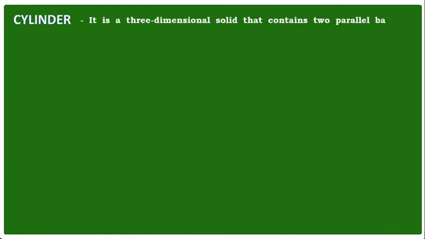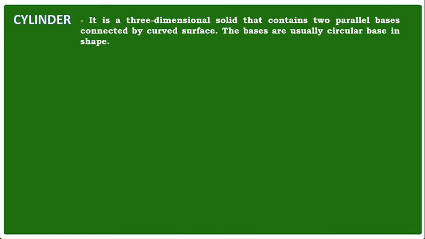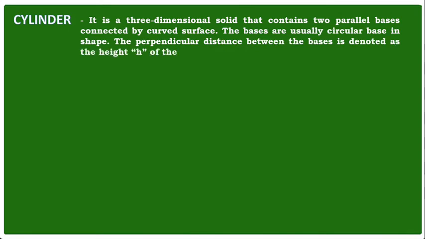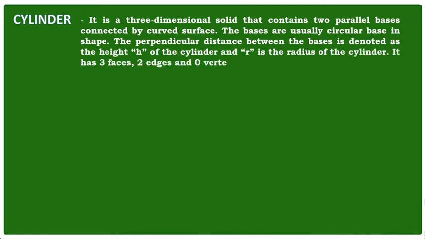Now let's go to the next solid figure, and that is the cylinder. A cylinder is a 3-dimensional solid figure that contains 2 parallel bases connected by a curved surface. The bases are usually circular in shape. The perpendicular distance between the bases is denoted as the height of the cylinder, and r is the radius of the cylinder. It has 3 faces, 2 edges, and 0 vertices.